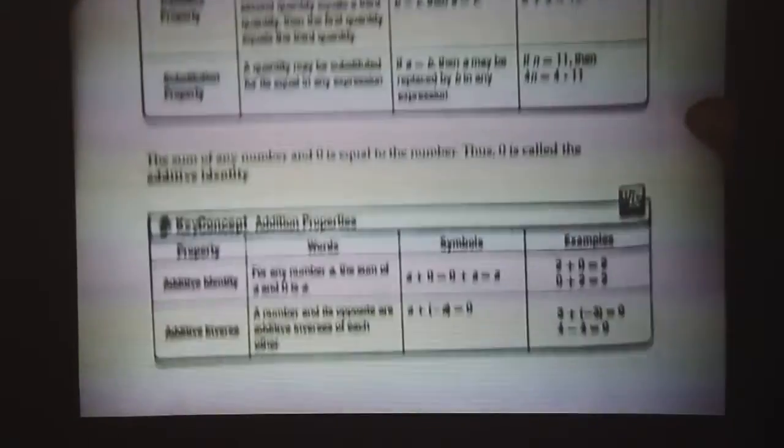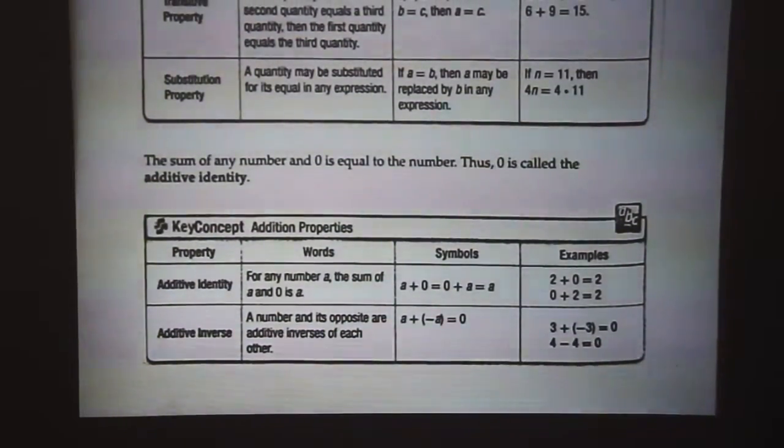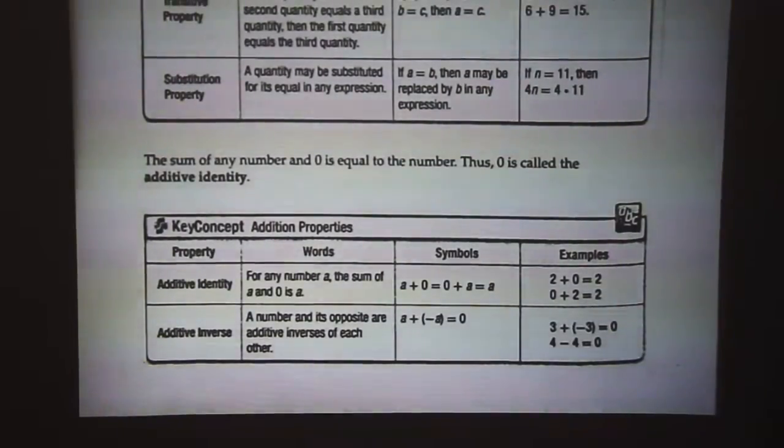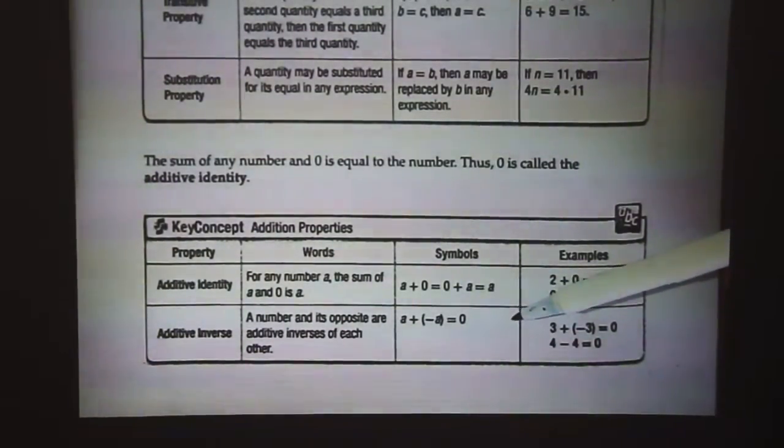And then as we move down the chart, two important properties in addition: the additive identity property, which says if you add 0 to any value, it's itself. So 2 plus 0 is 2, and 0 plus 2 is 2. And the additive inverse, which we talked about previously in pre-algebra.